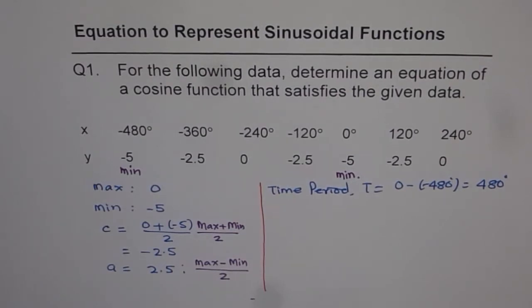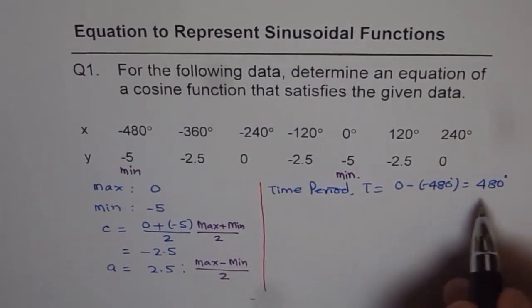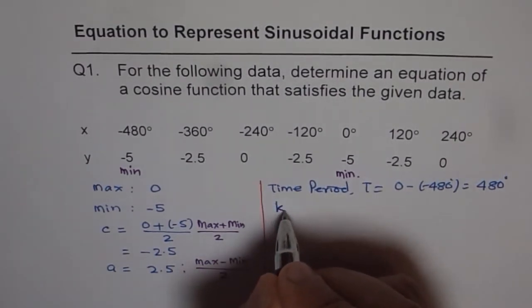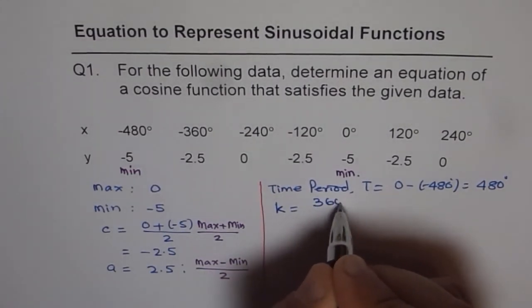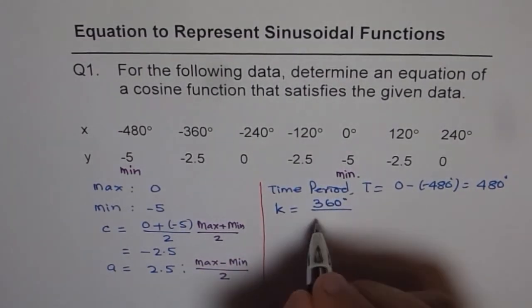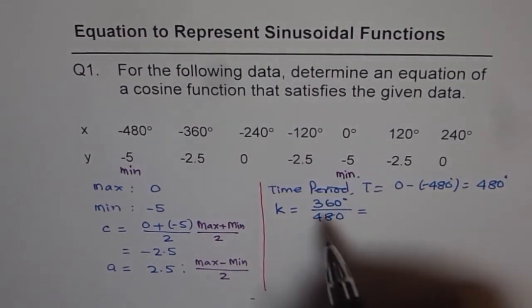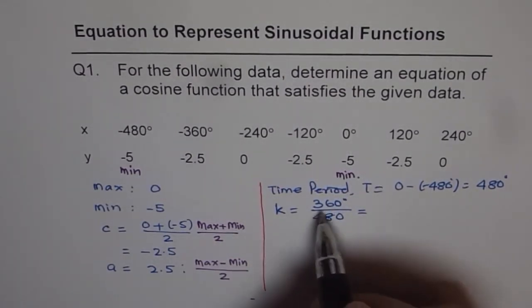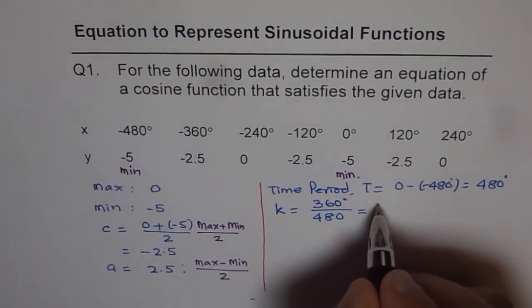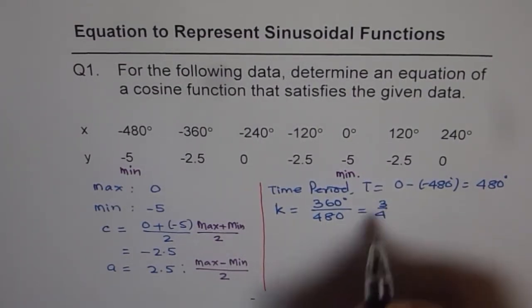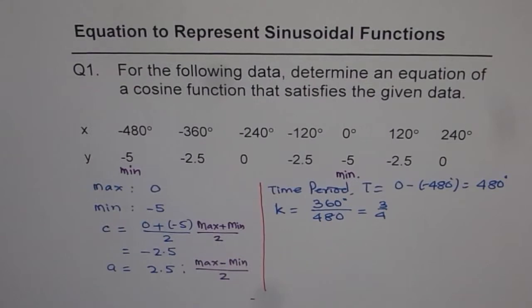That's the time period value. From the time period we can find the value of k. k is 360 degrees divided by 480 degrees, so that is how we get k. We can divide both by 120, getting 3 over 4 as the value of k. Now we know all this. One more thing is left, and that is the phase shift.